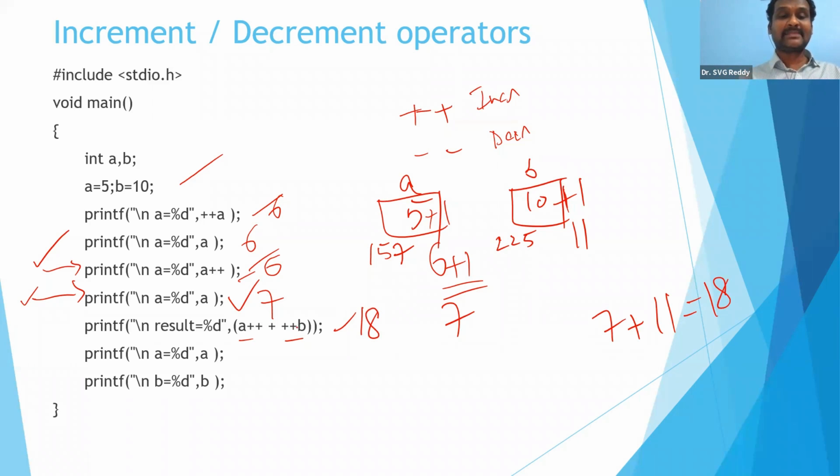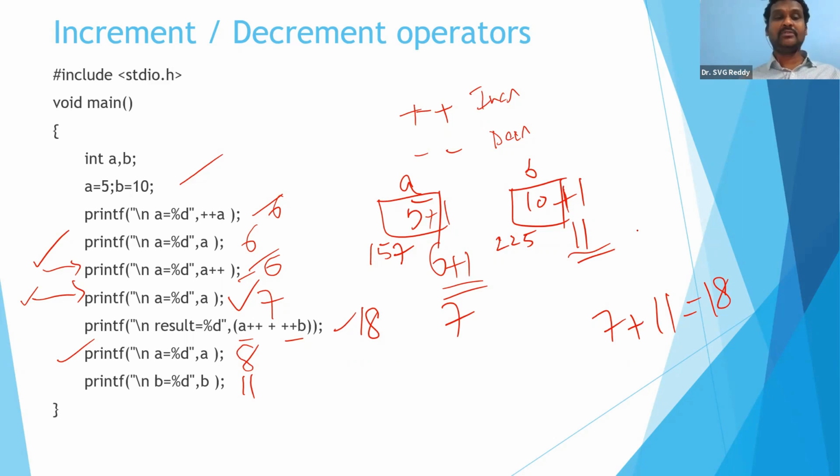But please understand, plus b is already done here, but a plus plus is not done there. That should be done in the next instruction. So a value is 7, then it will be incremented there. So it will become 8 at the next instruction. And b, what is the value of b now? It is 11, the same.